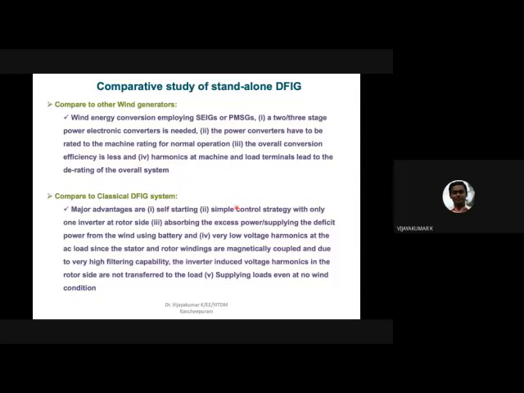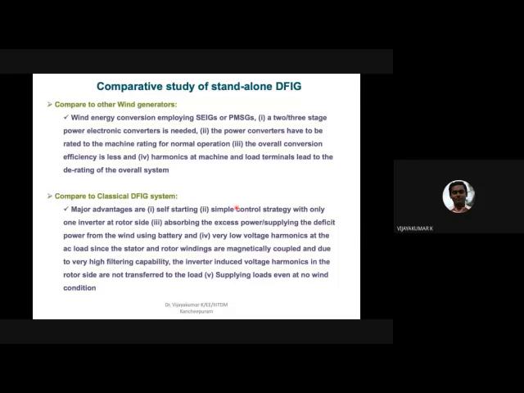In earlier cases, they used field-oriented control. In field-oriented control, we have to deal with vectors, so the control strategy is complex. But in the proposed system, we propose a simple scalar control.